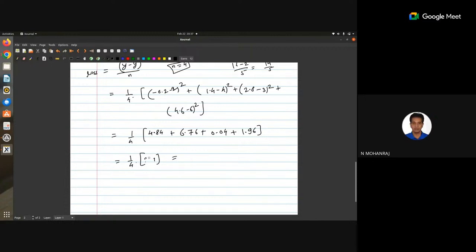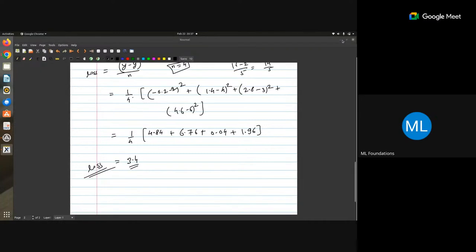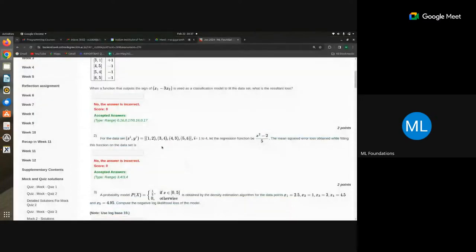Seriously? No, no. Average is 3.4. It is 12. Okay, so you'll do the calculation. So final answer is 3.4, you are saying, right? So that is the loss. This is the mean squared error loss.